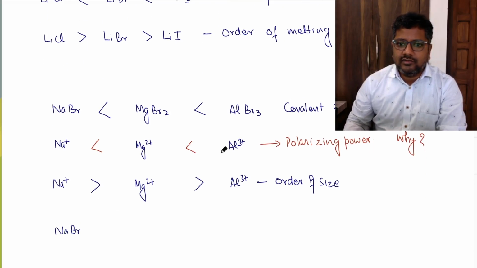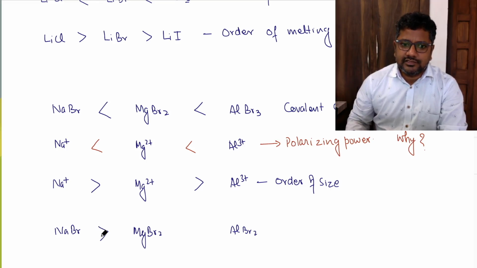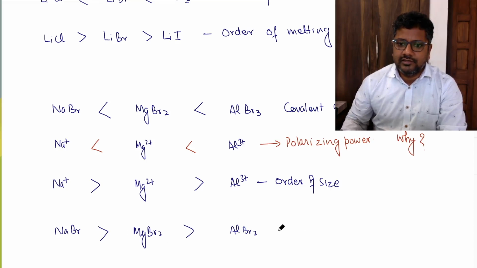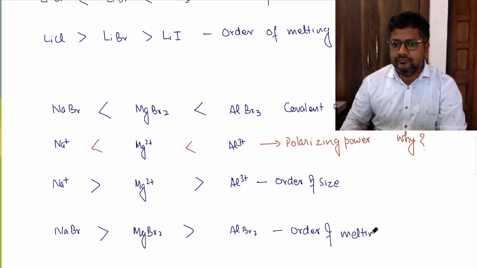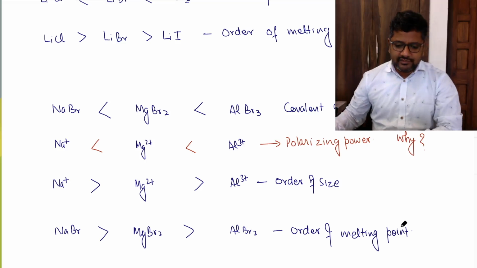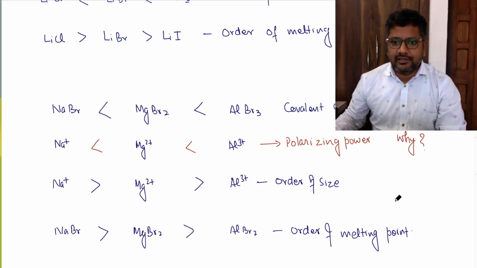See how all these properties are related with each other, NaBr. And if you are going to learn every order, then it is very difficult for anybody to learn this. So this is the order of melting point, right? So in this way you can explain the application of this Fajan's rule.